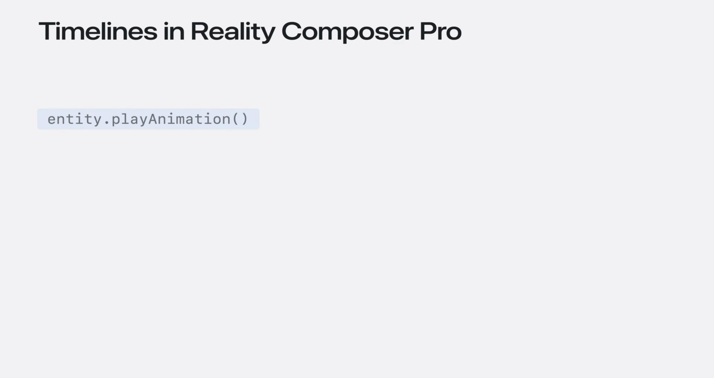Now that we've created our timeline, how do we initiate the timeline to start playing? Well, there's one of 2 ways we can do this. We can either, in code, use the RealityKit API to call entity.playAnimation on the animation resource instance for the timeline, or we can use Reality Composer Pro's UI to add a new behaviors component, which will initiate the timeline and start playing without writing any code.